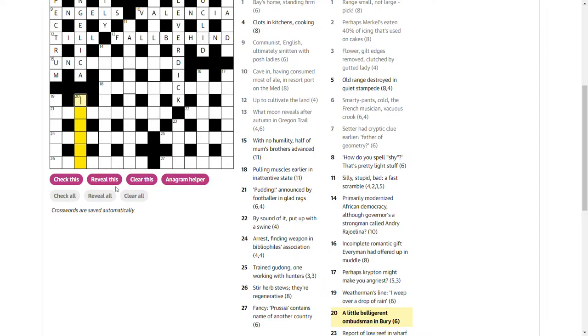Bury. So it could be, well, it could be Bury St. Edmunds. Sorry, that was inappropriate. A little belligerent ombudsman in Bury. Okay.